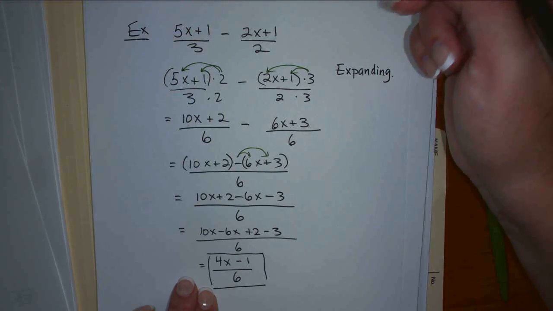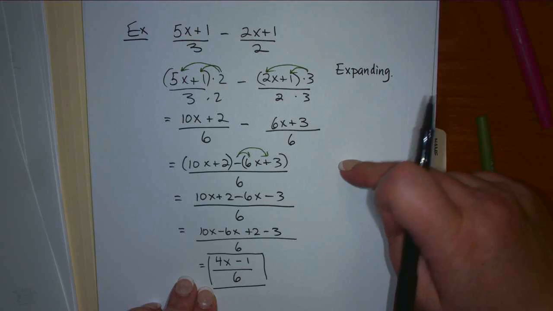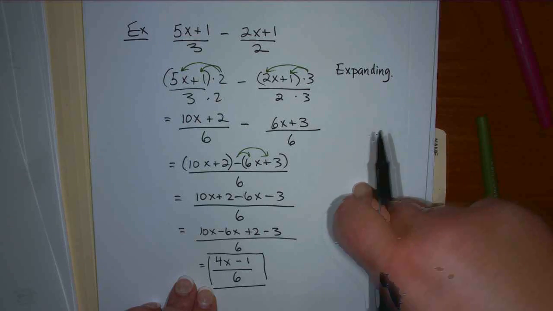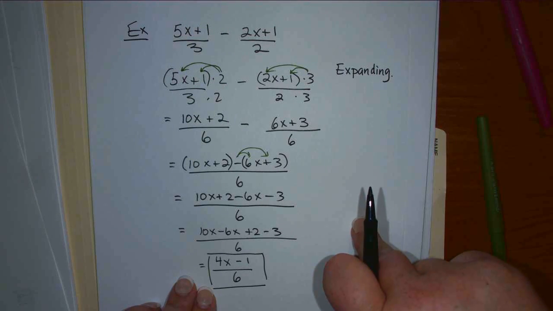Okay, so next class, we're going to continue with rational functions, but we're going to put the x's on the bottom, which adds another layer, okay?